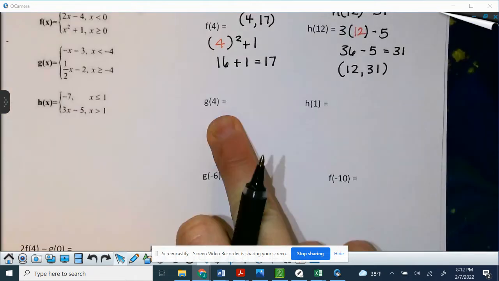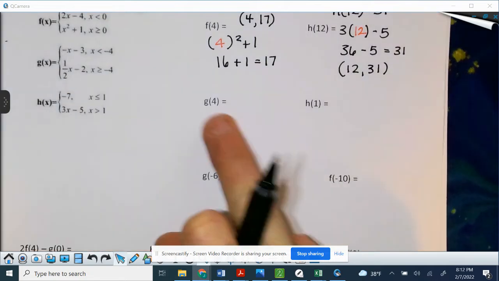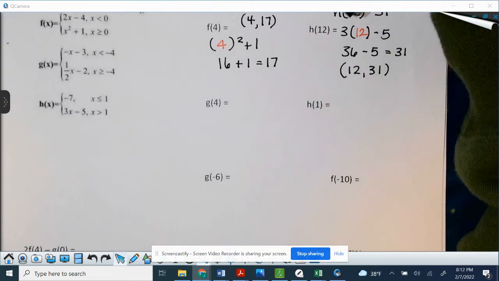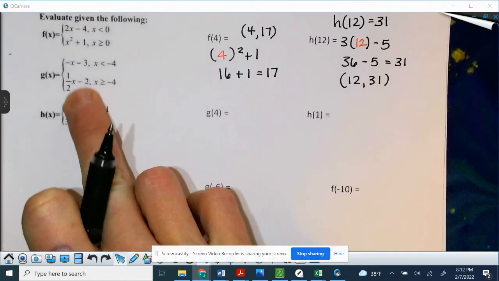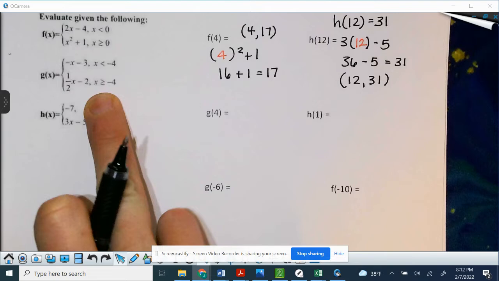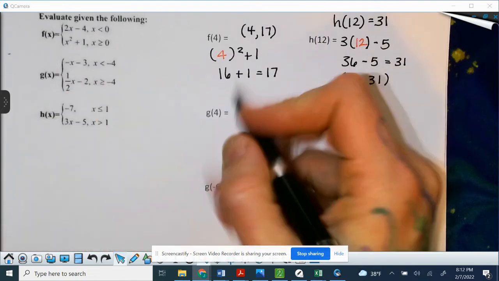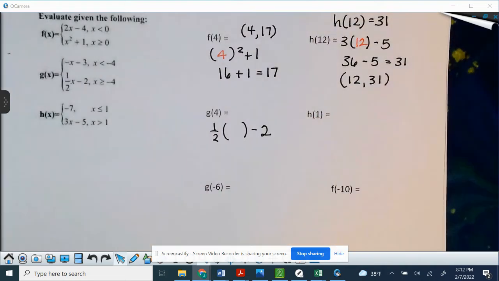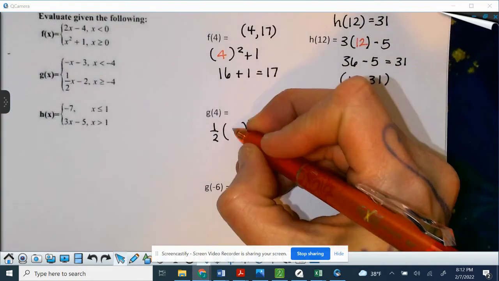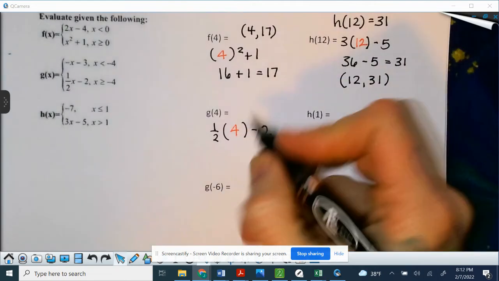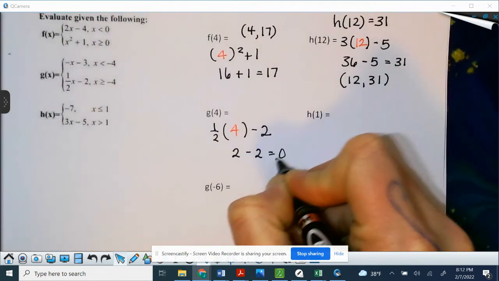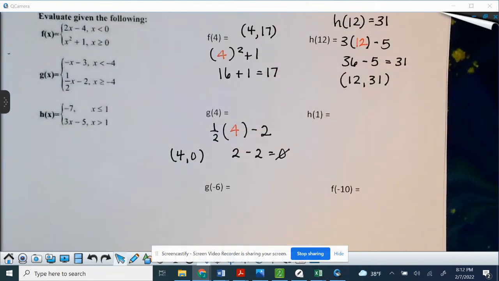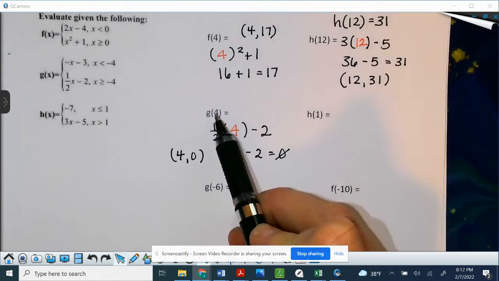So we're going to look at our functions in the middle. That's g of 4. So we're going to look at our g functions. And is 4 less than negative 4, or is 4 greater than or equal to negative 4? 4 is greater than or equal to negative 4. So we're going to use 1/2 times our x value minus 2, and we're going to plug in that positive 4. So 1/2 of 4 is 2, and 2 minus 2 gives me 0. So as a coordinate, when x is 4, y is going to be 0, or g of 4 is equal to 0.